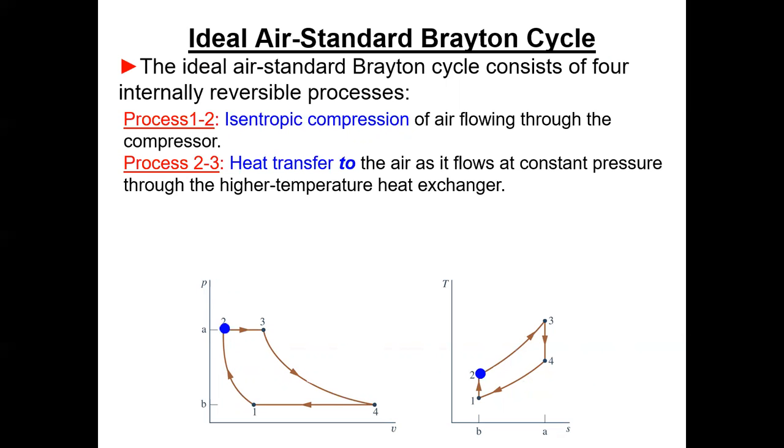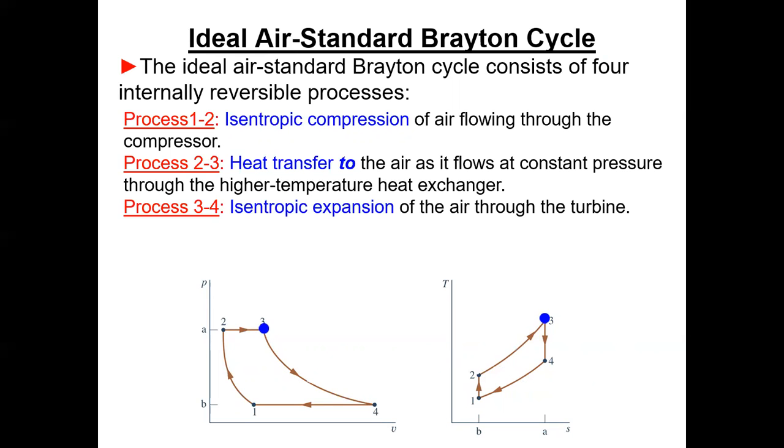Heat transfer to the air as it flows at constant pressure through the high temperature heat exchanger or the combustor is going to take us from 2 to 3. So on the PV diagram, we're going at constant pressure, but as we go to the right, we incur higher and higher temperatures. And likewise, on the TS diagram, we see the temperature go up and the entropy increase as we go from 2 to 3 along a line of constant pressure.